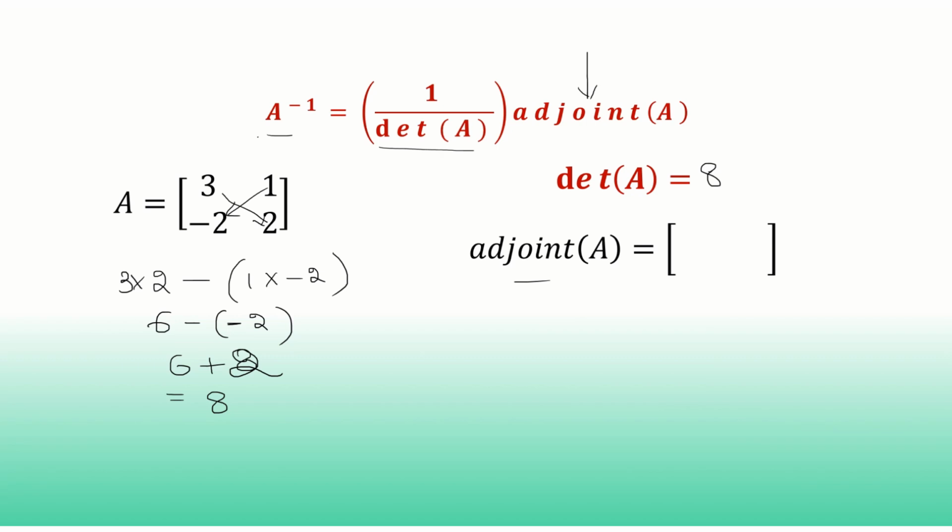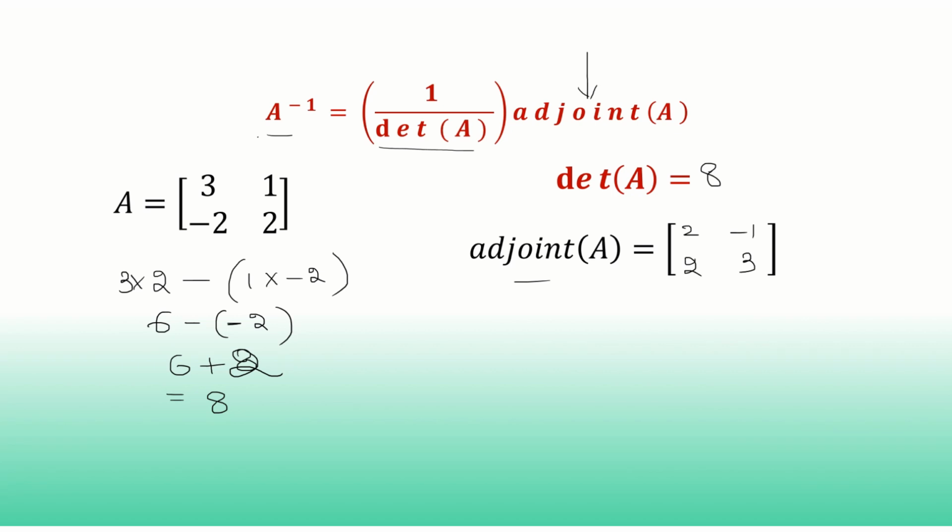The next thing is to find the adjoint. In 2 by 2 matrices, finding the adjoint is not a problem. That is an easy process. So I'm going to explain here. For this matrix, you will just switch the diagonal entries and change the sign of the non-diagonal ones. What I mean to say, just switch the diagonals and change the sign of the other 2 entries.